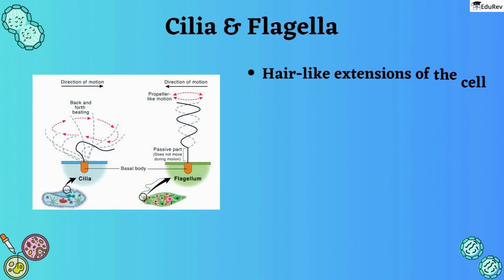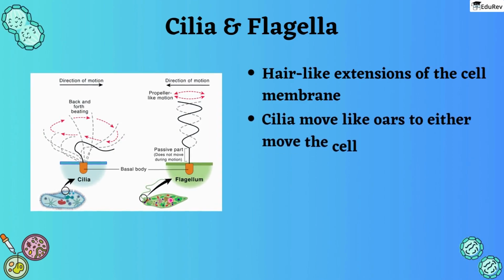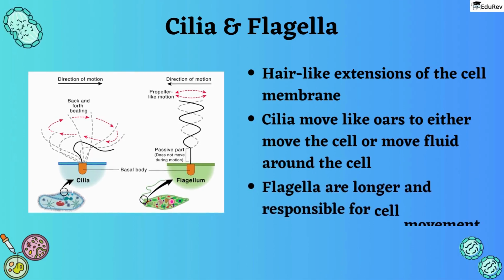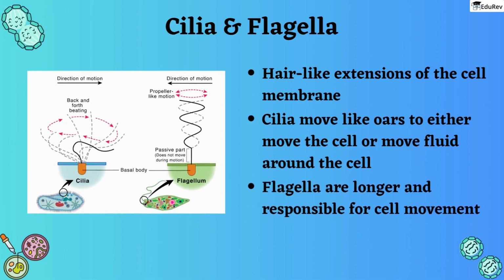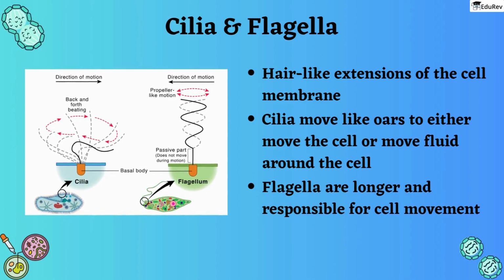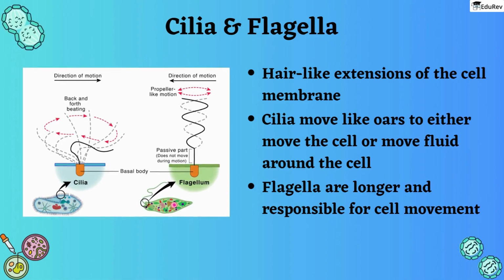Cilia and flagella are hair-like extensions of the cell membrane. Cilia move like oars to either move the cell or move fluid around the cell, while flagella are longer and responsible for cell movement. Prokaryotic bacteria also have flagella, but they are different from eukaryotic flagella in their structure.